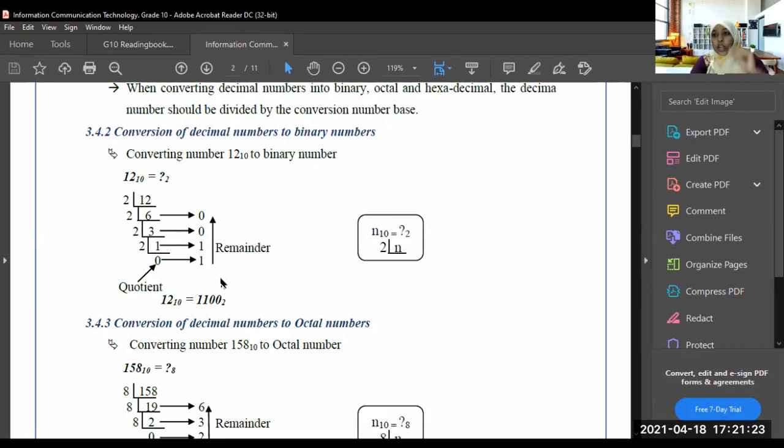You should go from the bottom to top: 1, 1, 0, 0. Base 2 should be written there. It is a must. So this is how we convert the decimal number into a binary number. So this is the equation.